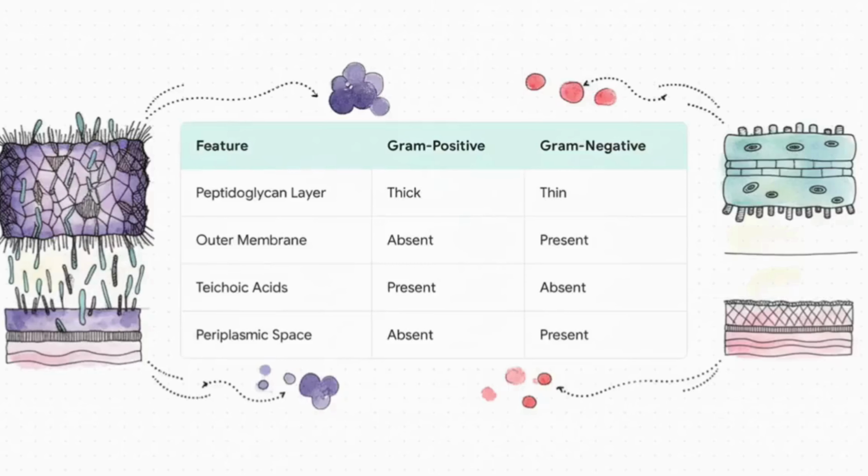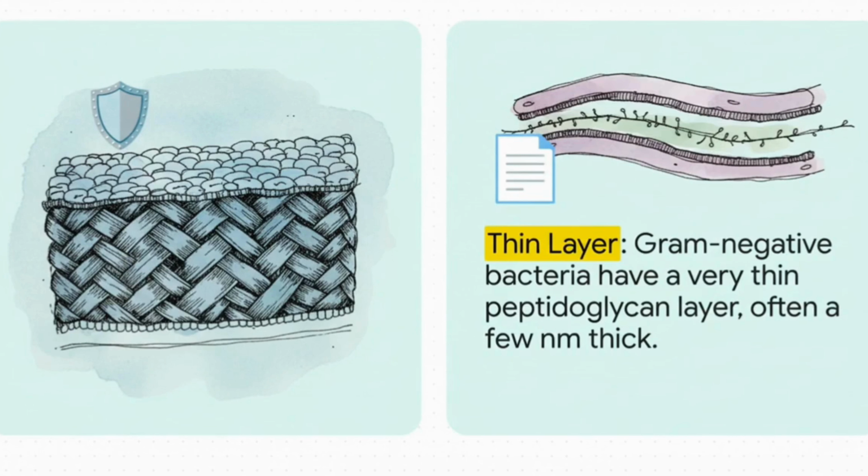This helps us understand gram positive and gram negative bacteria. There are many differences, but two are most important: the thickness of peptidoglycan and whether there is an extra outer membrane. First, peptidoglycan. Gram positive bacteria have a very thick layer. It is like strong armor, but gram negative bacteria have a thin layer. This is a big difference, but the next feature is even more important.